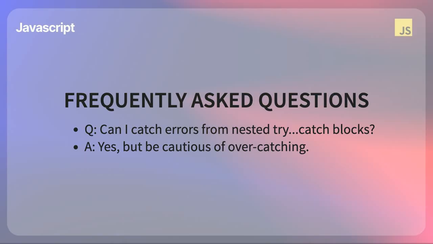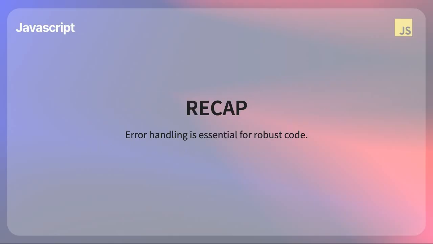Here are some common questions about error handling. Let's address them together. To summarize, error handling is crucial for maintaining robust code. Use try-catch blocks to anticipate errors, log them properly, and provide user-friendly messages.